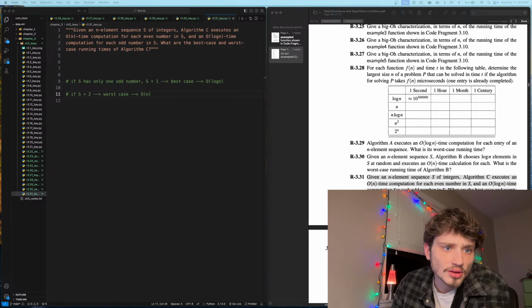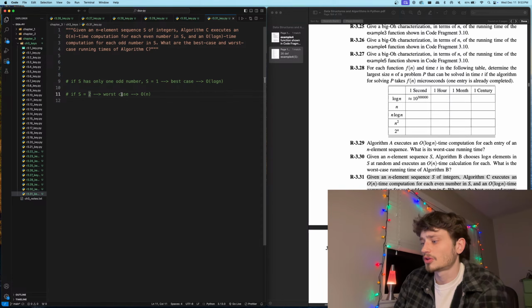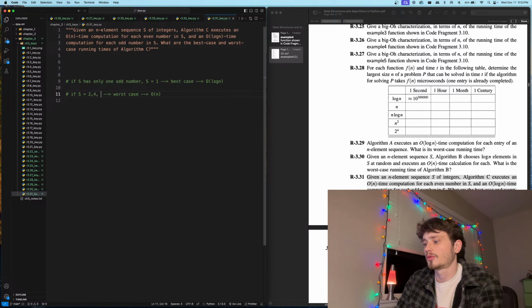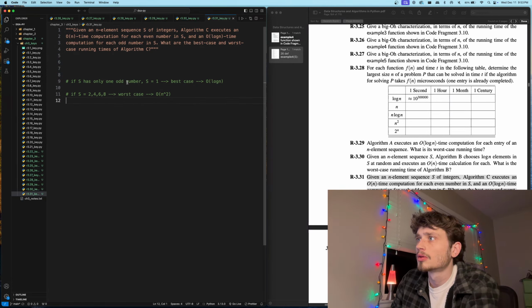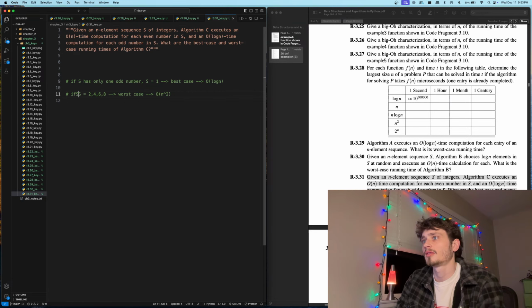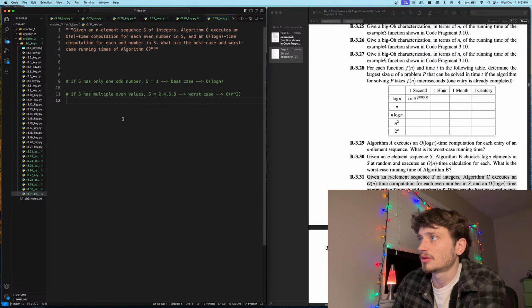If they're all even. Worst case, though, no, is if you have multiple even values, like 4, 6, 8, which would be O of n squared. Right? S has multiple even values would be the worst case. I think this is the answer in my opinion.